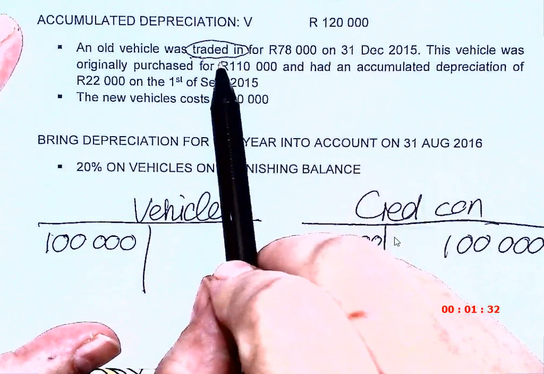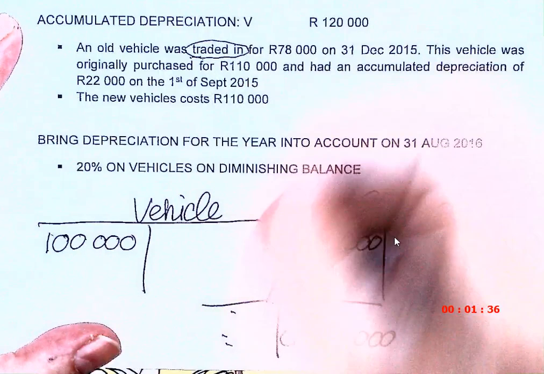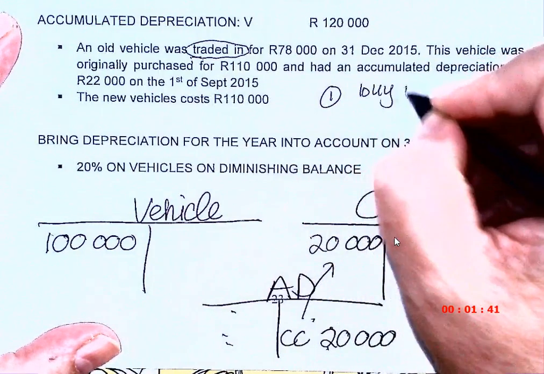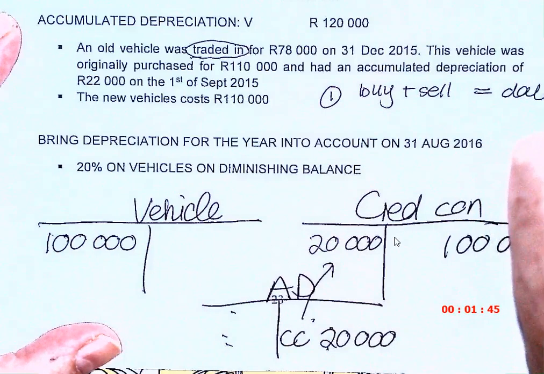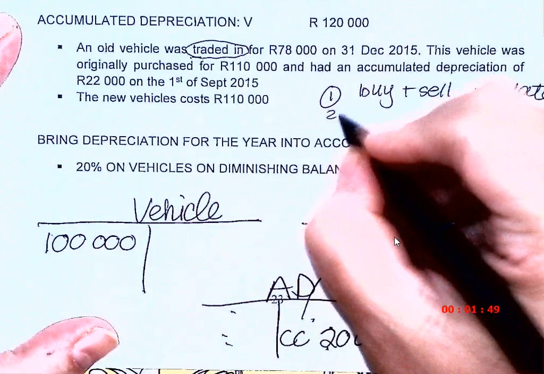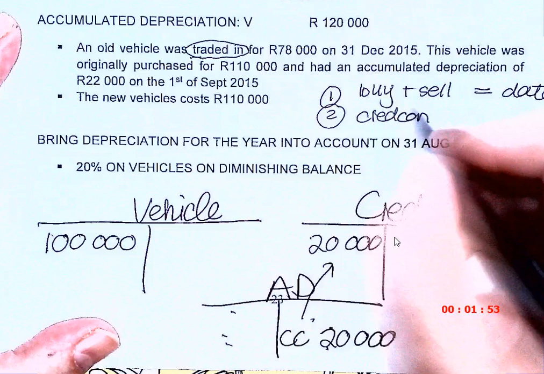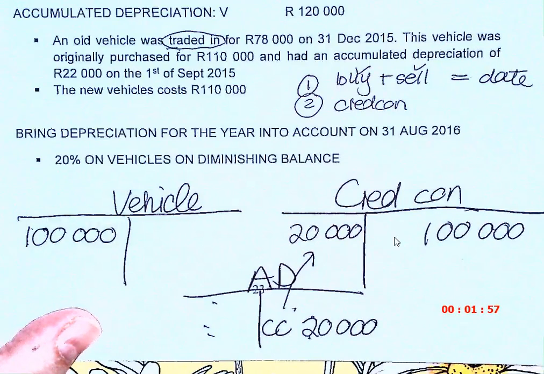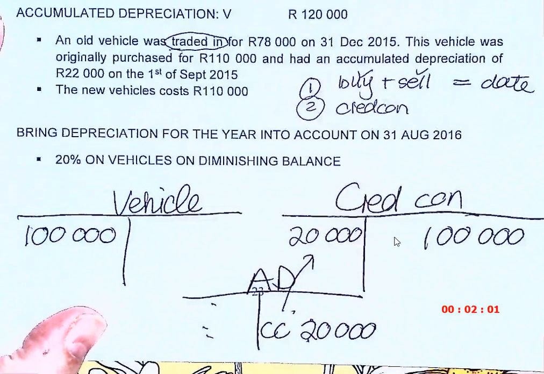So once I see there's a trade in, there's two things I know. The first thing is the date. The buy and sell will have the same date. It will have the same date. The second thing I know is I'm going to use the creditor's control. And I know that I'm buying and I'm selling to the same person. So now concentrate on one thing at a time.